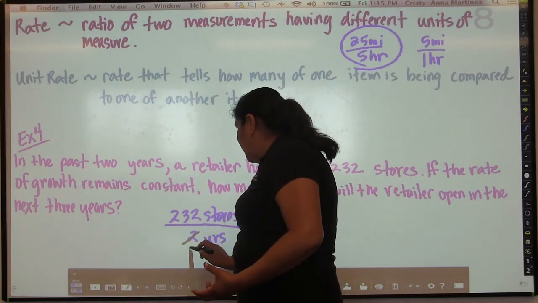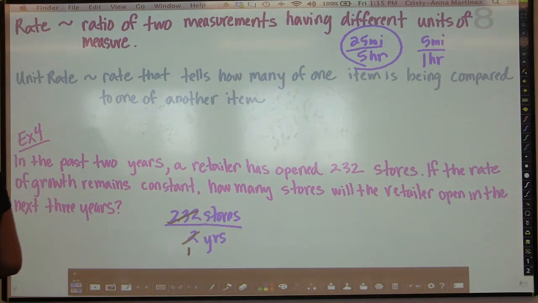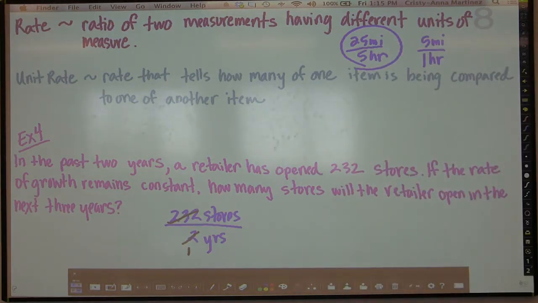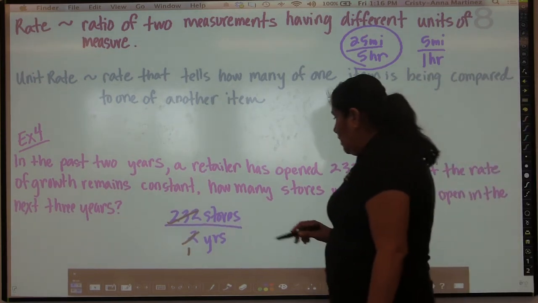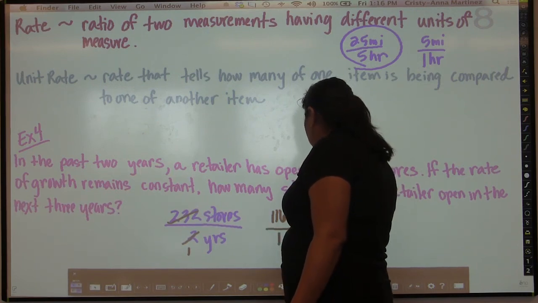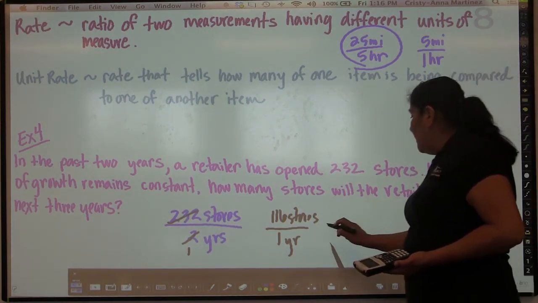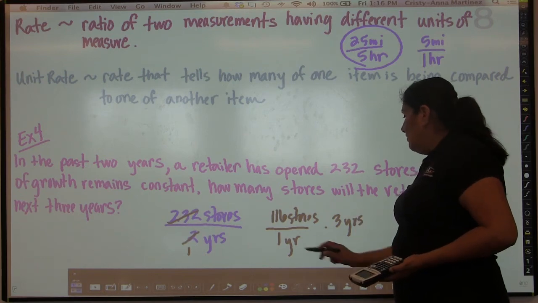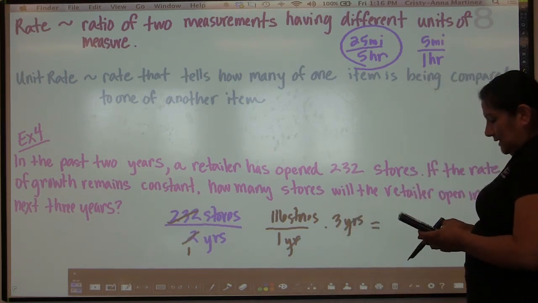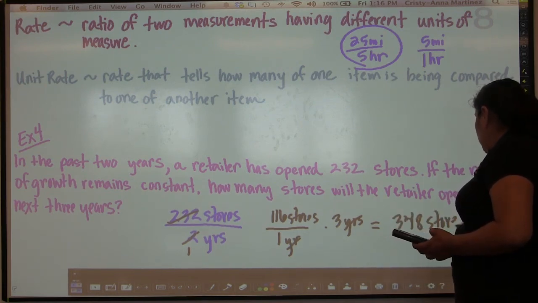So we know that 2 goes into 2 once, and 2 goes into 232, where's my calculator when you need it? Okay, so 232 divided by 2 is 116. All right, so 116 stores per 1 year. Now this is what we would call a unit rate. And then because they want to know for 3 years, you would times that by the 3 years. Okay, the years would cancel. And 116 times 3 would give you a whopping 348 stores. That is using a unit rate to solve the problem.